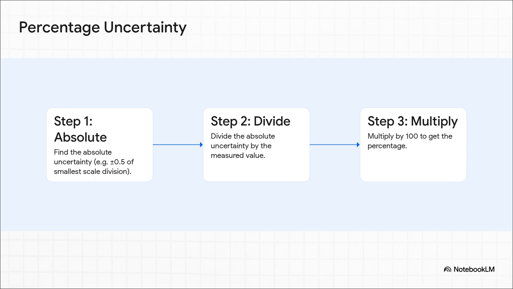A good rule of thumb for something like a ruler is half of the smallest division. So for a millimeter ruler, it's plus or minus half a millimeter. Step 2, you divide that uncertainty by the actual value you measured. And finally, step 3, you multiply by 100. That gives you the percentage uncertainty, which is a brilliant way to judge just how good your measurement really is.